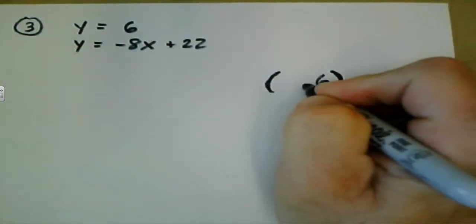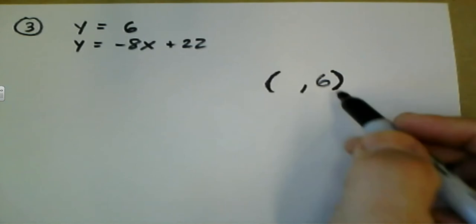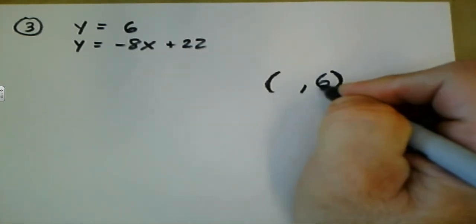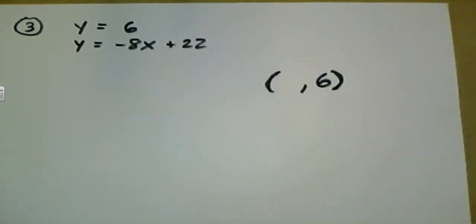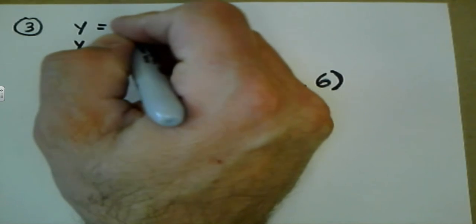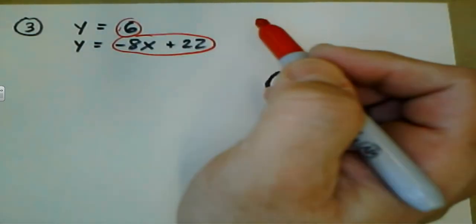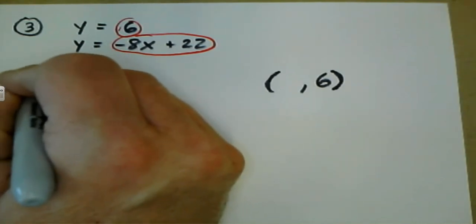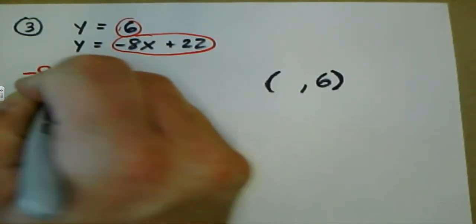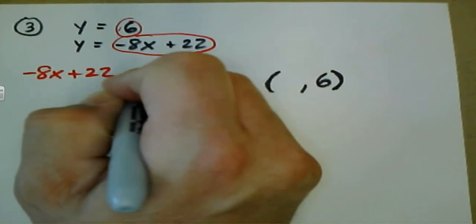Y is already there. It's y equals 6. So you already have the 6, the y part of it, done for you. You don't have to substitute the x. Now, once again, the 6 is the y, and then negative 8 times x plus 22 is the y. Therefore, I can do negative 8x plus 22 equals 6.